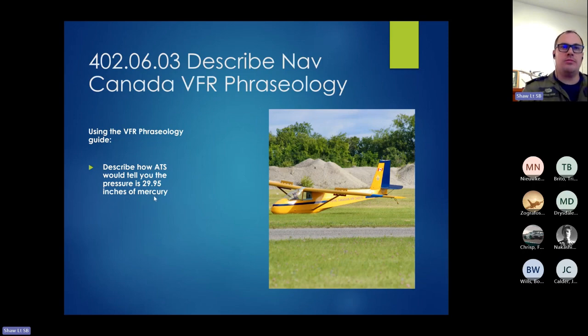Phraseology guide. How would the control tower tell us that they want us to set 29.95 inches of mercury on the altimeter? I guess I kind of just told you that. So 2 is 2, 9 is niner, so 2 niner, 9 or 5 inches is what they would say.